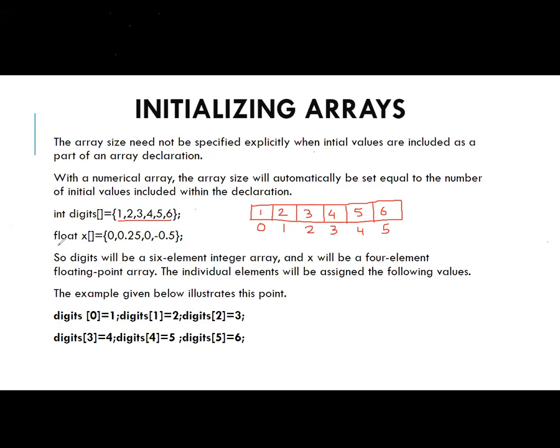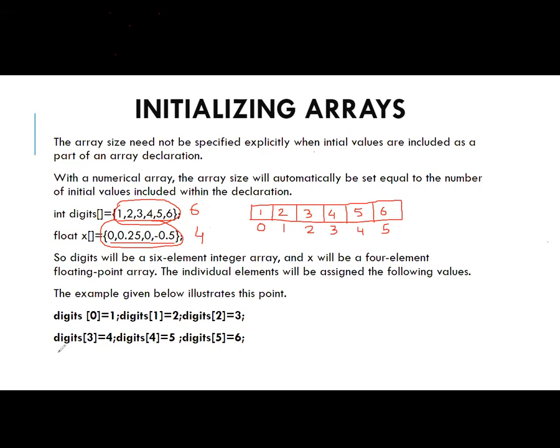Similarly for float x also, the size is not given. It will automatically adjust to this size. How is it doing this automatically? By looking at the number of values by which it is initialized. In this case you are having 4 elements, and in this case you are having 6. So the size of this array is 6 and this array is 4. How do you come to know the size? By the number of values by which it is initialized.